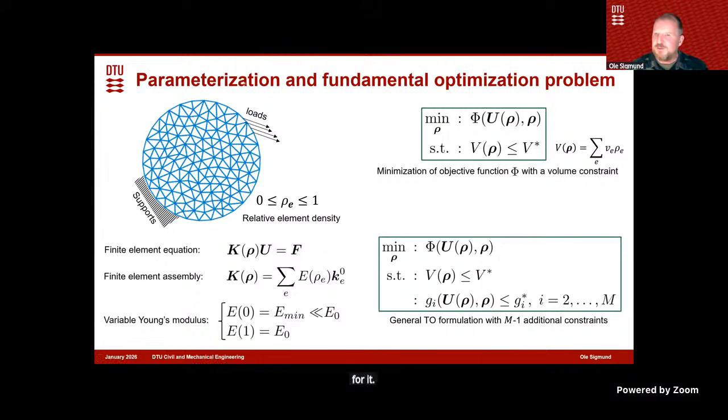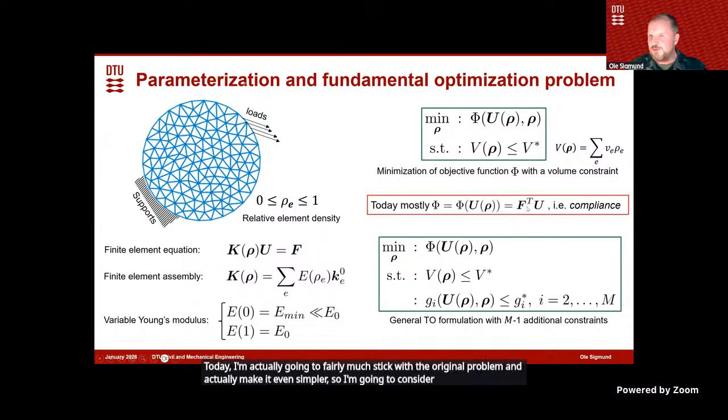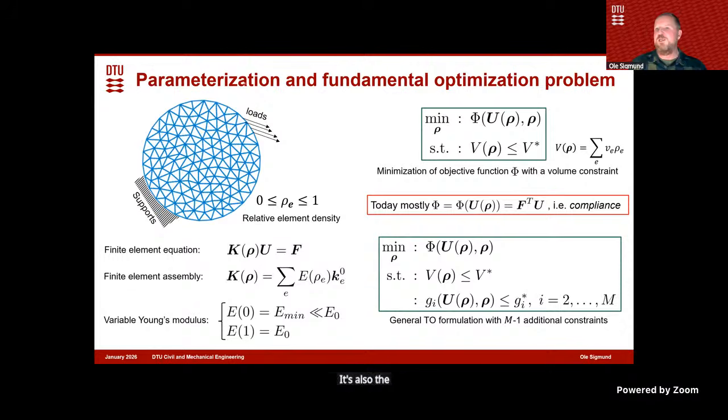Today, I'm actually going to fairly much stick with the original problem and actually make it even simpler. So I'm going to consider the famous compliance minimization problem. So our objective function is force times displacement, work of external forces. We want to minimize that. It's also the same or similar to maximizing the stiffness of the structure. So this is the problem we want to solve.